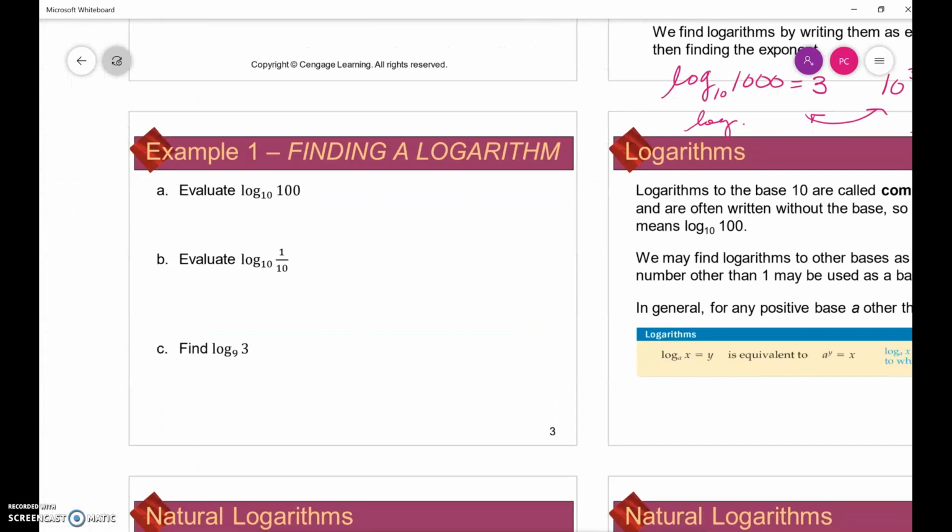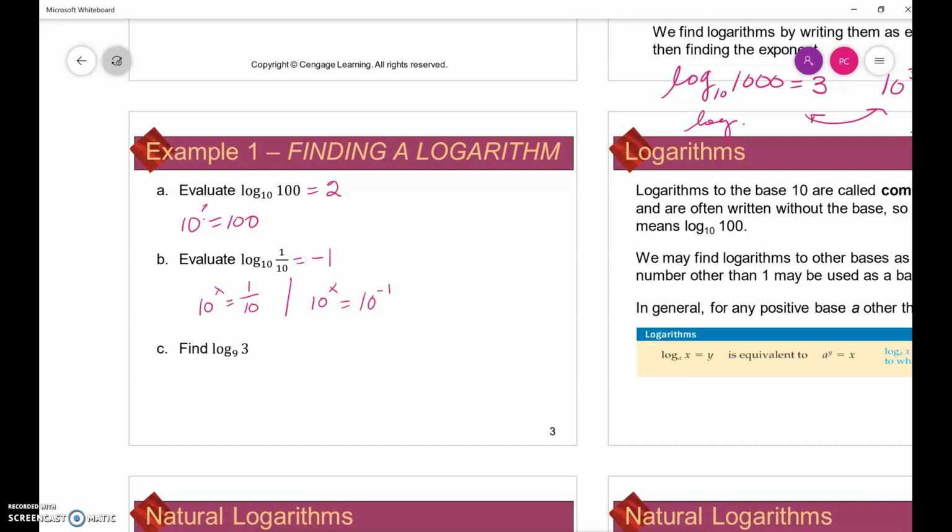In this first example, we need to find each logarithm. In the first one, I have log base 10 of 100, or in other words, 10 to what power equals 100? We know that that is 2. On the next one, I have log base 10 of 1 over 10. So 10 to what power equals 1 over 10? And we know that 1 over 10 is the same thing as 10 to the negative 1. So 10 to the x equals 10 to the negative 1, which gives us that x has to be negative 1.